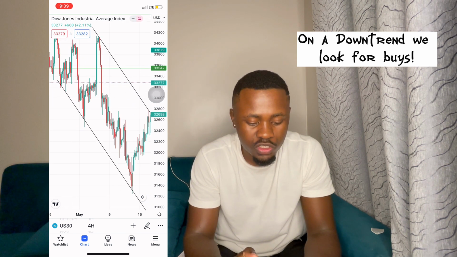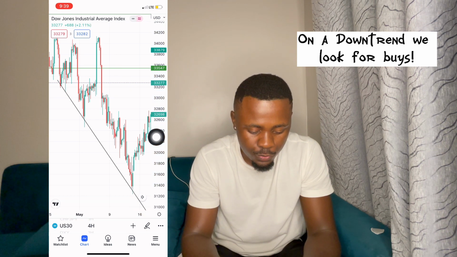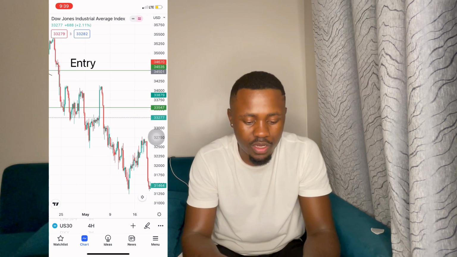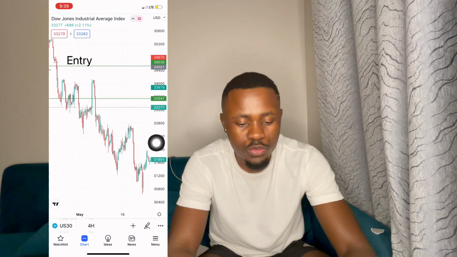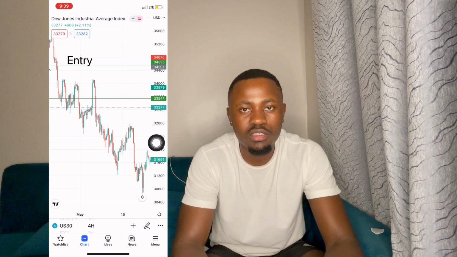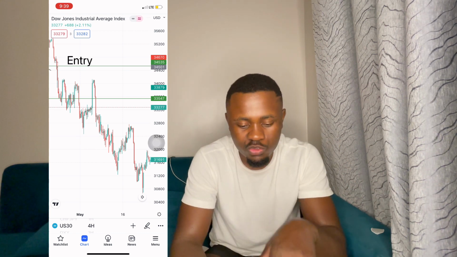So what we see here is a downtrend. You see, this here is a downtrend. Let's say if we remove these, so this is our downtrend market, as you can see. If you ever go into your market, the first thing you identify is which type of market it is. Is it an uptrend or a downtrend? Right now we see a downtrend.